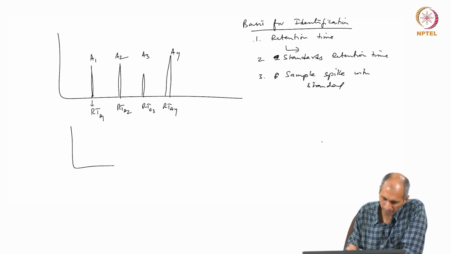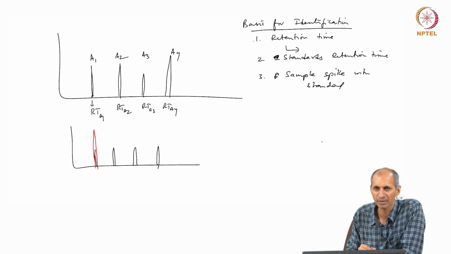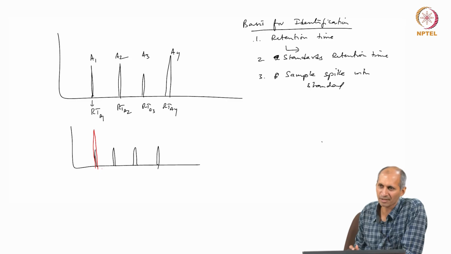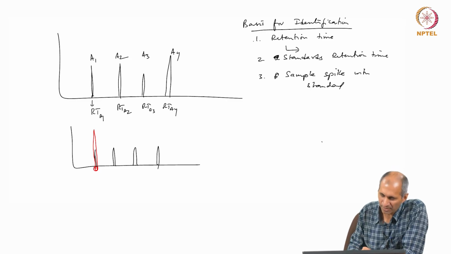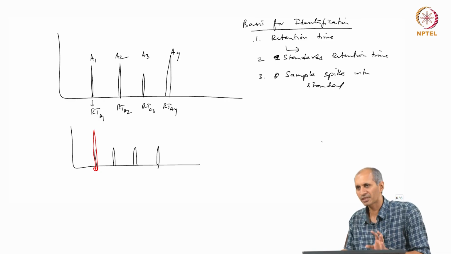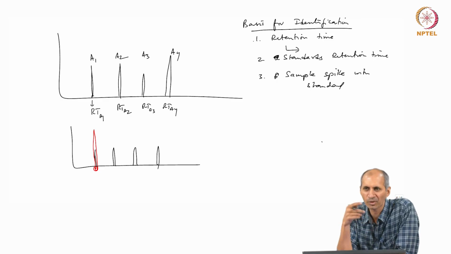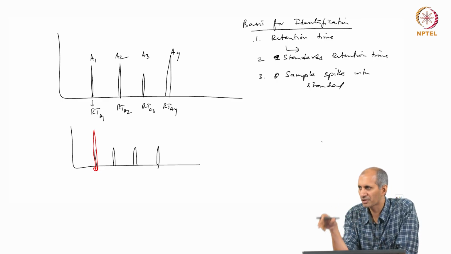Normally, if you run a standard sample, you will get a peak like this. But if you spike your sample with A and run the sample again with the spike, you will see an increase in the peak area, which is verification that at the same retention time there is an increase. So, you can have some amount of confidence that it may be this compound, but you still are not sure that it is this compound. You cannot go and tell anybody that this is this compound.